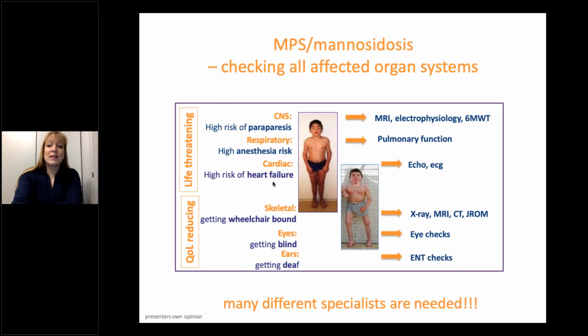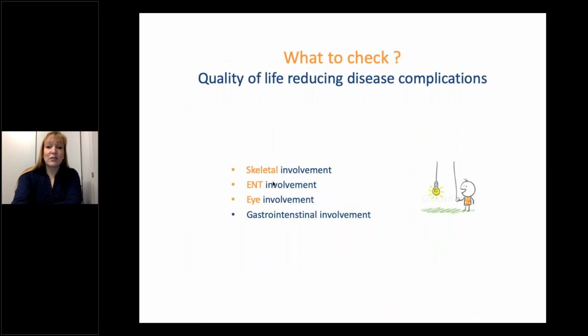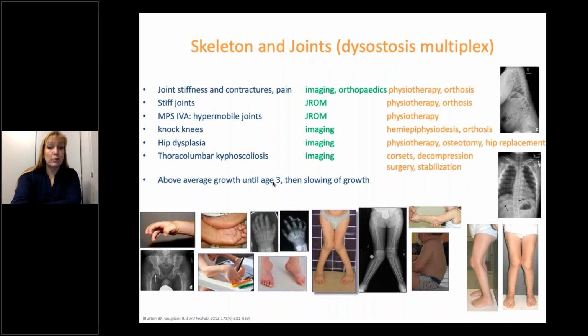And you have a lot of exams that could be done to check these organ systems. And I will show you later a recommendation how to do it. So what is needed is a lot of specialists to treat these patients. And now let's see what quality of life reducing disease complications we have in skeletal, ENT, eyes, and gastrointestinal involvement. I would like you to now concentrate on the pictures, not very much on the text.